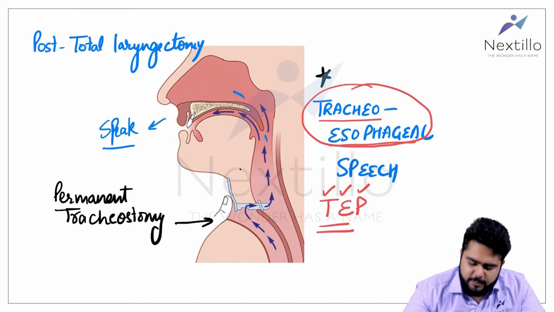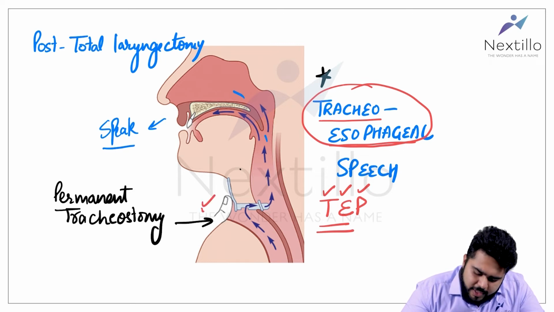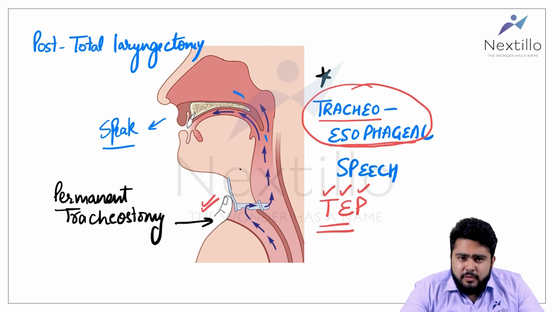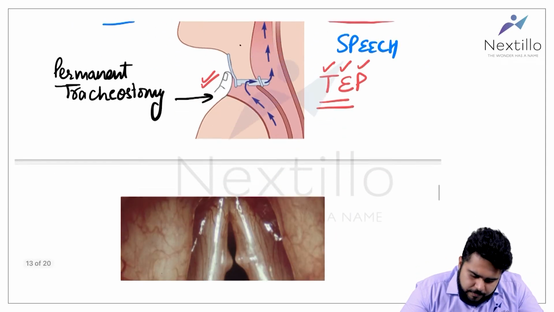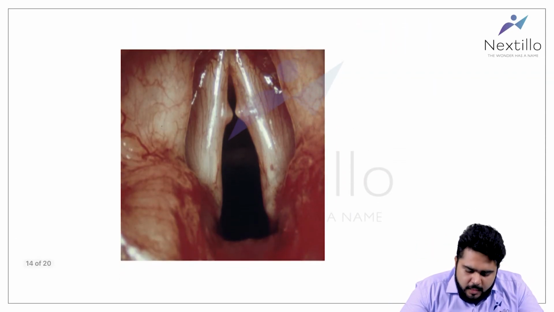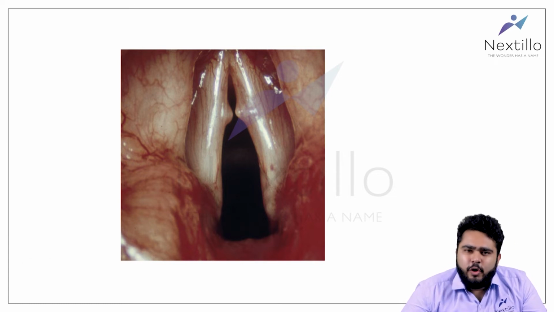This is tracheoesophageal speech with the help of a primary prosthesis. Primary tracheoesophageal prosthesis. Okay, let's move to the next image. What is this? What are we seeing?